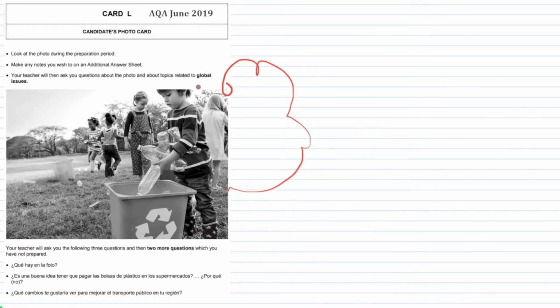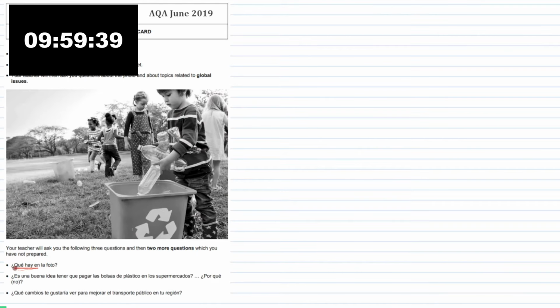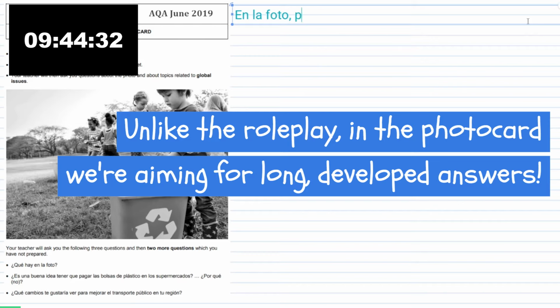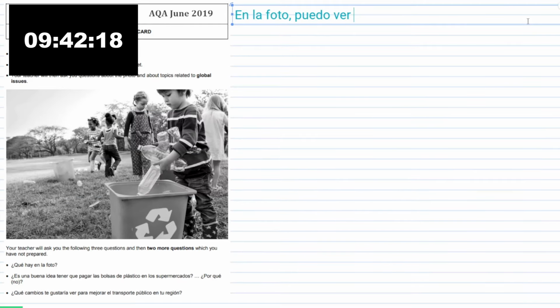And then the photo card. I would spend 9 to 10 minutes on the photo card, so let's get started. The first question, ¿qué hay en la foto? Is always the same. What is in the photo? So, I'm going to start with en la foto, in the photo. You can say en la foto hay. I'm going to use en la foto puedo ver. It's a bit more sophisticated. En la foto puedo ver un chico. For example, I can see a boy.